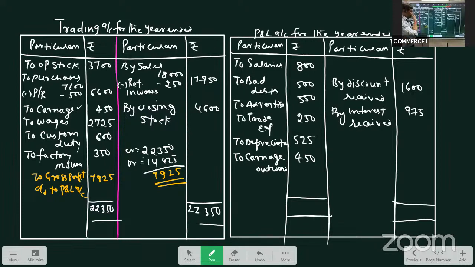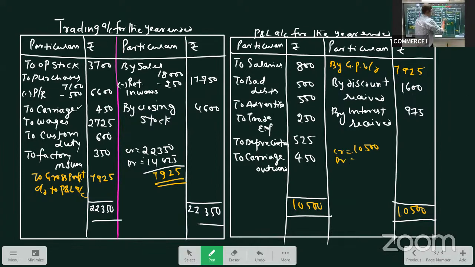Okay, so we should write this on the credit side as by gross profit brought down, and the amount is 7,925. Now see what is the total on the credit side. 7,925 plus this 7,8,8,000, 9,000. It is 10,500. 10,500 on the credit side.